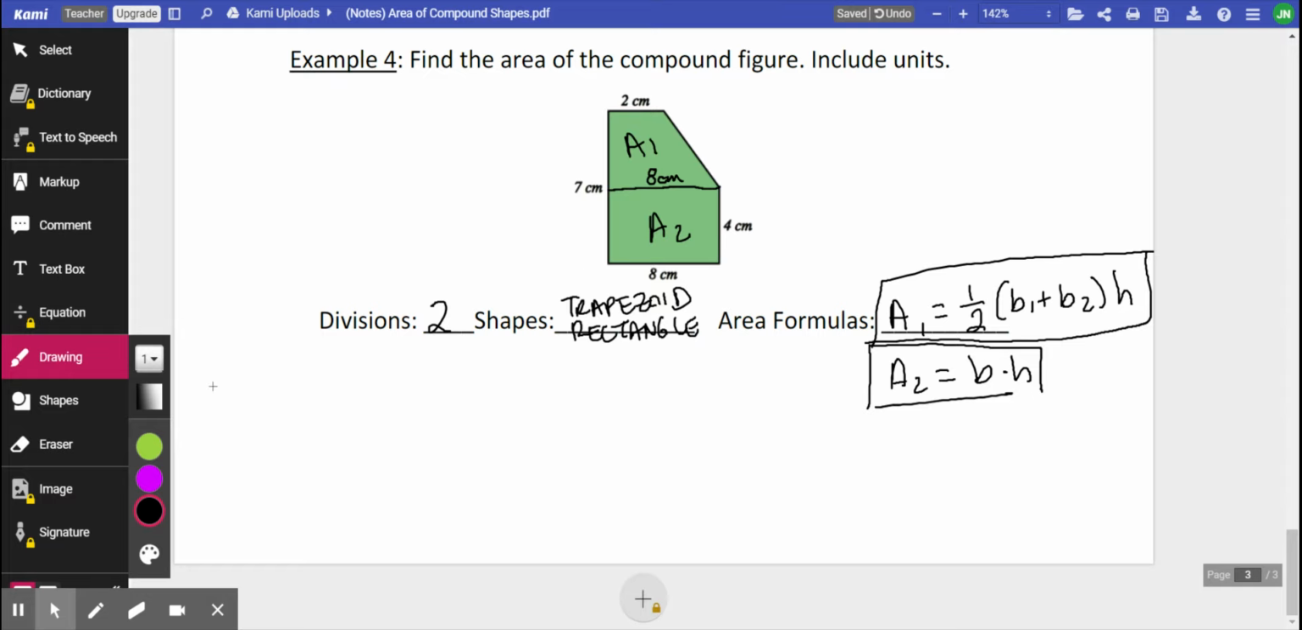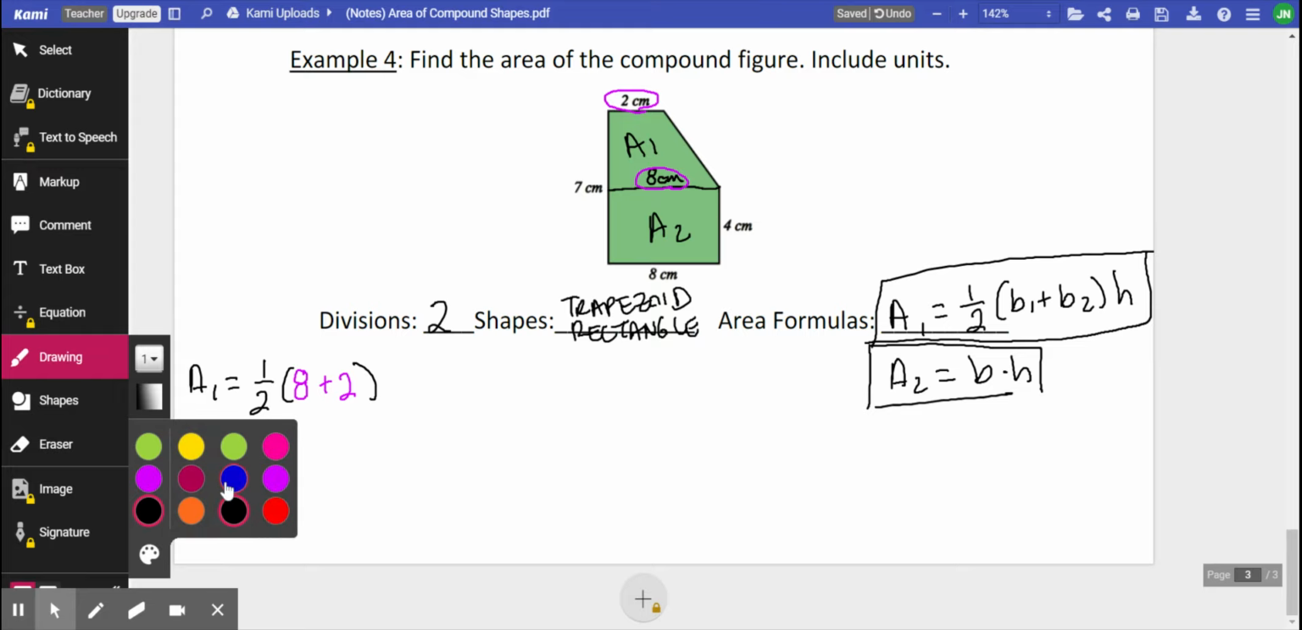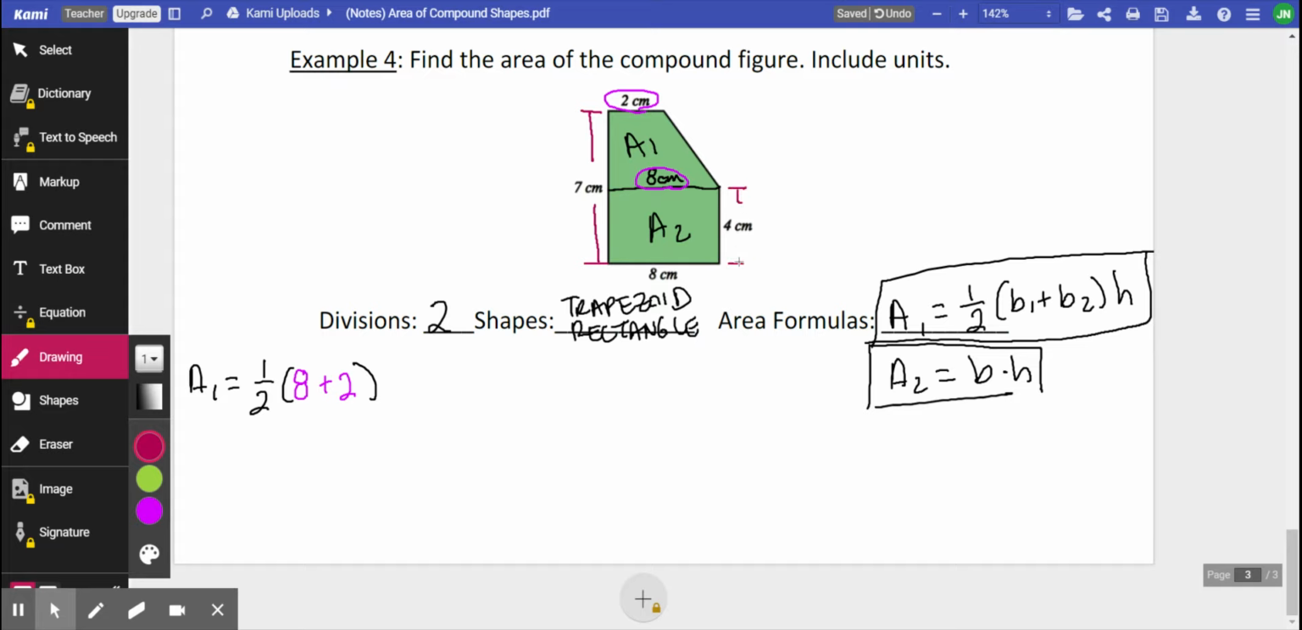So let's start with the trapezoid. Area 1 for the trapezoid is 1/2 multiplied by base 1, which in this case is the 8, plus base 2, which in this case is the 2. So it's going to be 8 plus 2, 8 centimeters plus 2 centimeters, times the height. This is the part where we have to actually do a little bit of analysis here. So the height, the whole entire thing from here to there is 7, right? So from the top to the bottom, that's 7 centimeters. And then from here to there, it's 4.